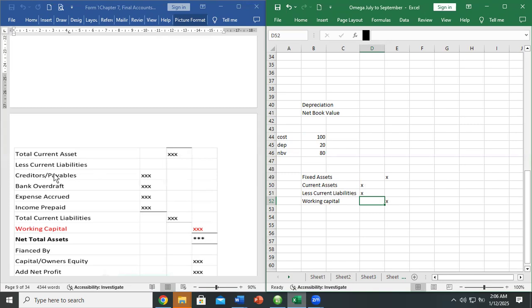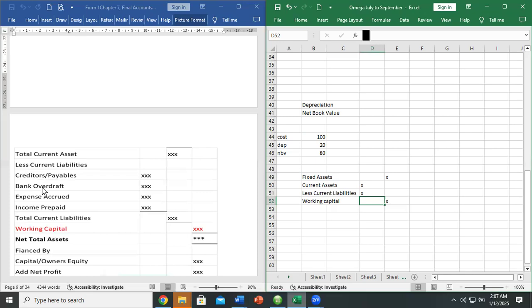Now the current liabilities are also as follows. The first one is your creditors, or sometimes referred to as payables. Okay. Payables because you pay them. Then the next one is bank overdraft. Bank overdraft is when you have a current account with the bank and they allow you to take more than what you have in your account. So let's say you have 100 cedis and the bank allows you to take 150. So the 50 becomes a bank overdraft.